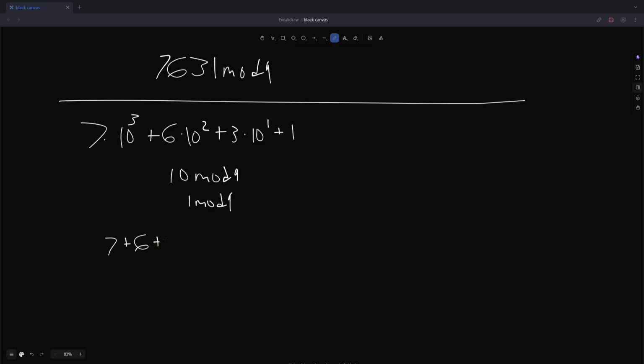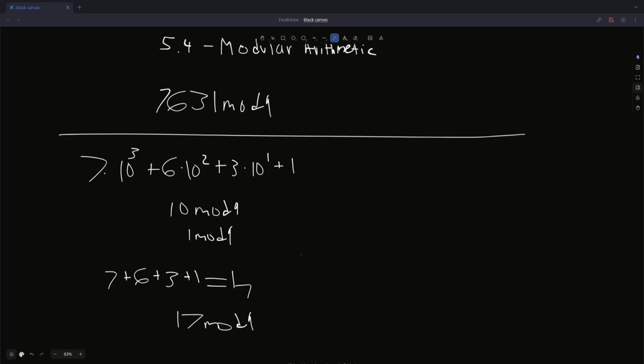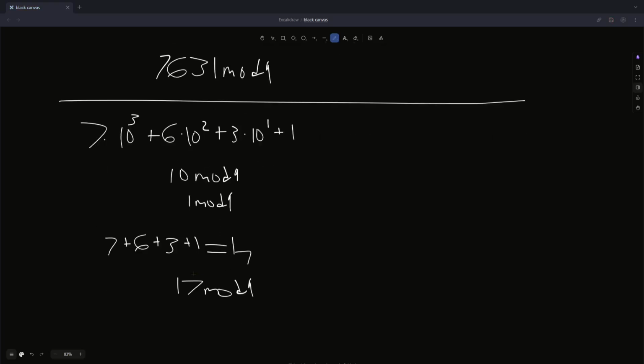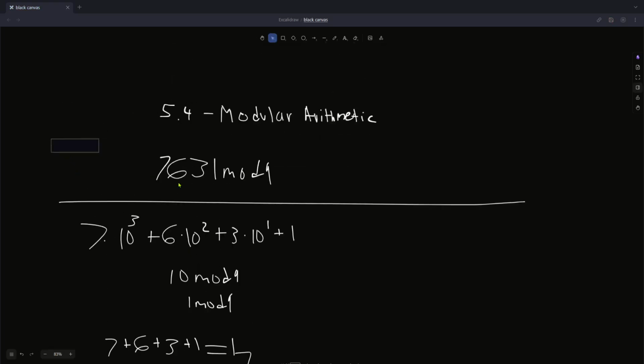So it's really just each digit added to themselves. 13 plus 3, 16, 17. 17 mod 9. And you'll notice all sorts of patterns. With modding, you'll see certain numbers come up quite a lot.